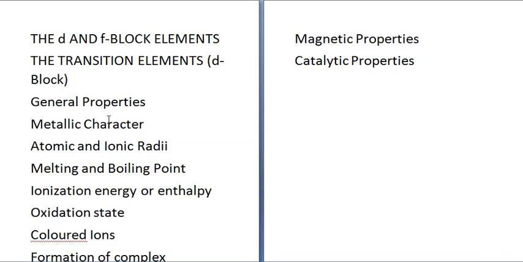Now the next property is atomic and ionic radii. Generally the atomic radii of d block elements decrease with increase in atomic number from left to right in the period. Why? Because there is an increase in the nuclear charge, which attracts the electron cloud towards the nucleus. So atomic radii for elements from chromium to copper are very close to one another.